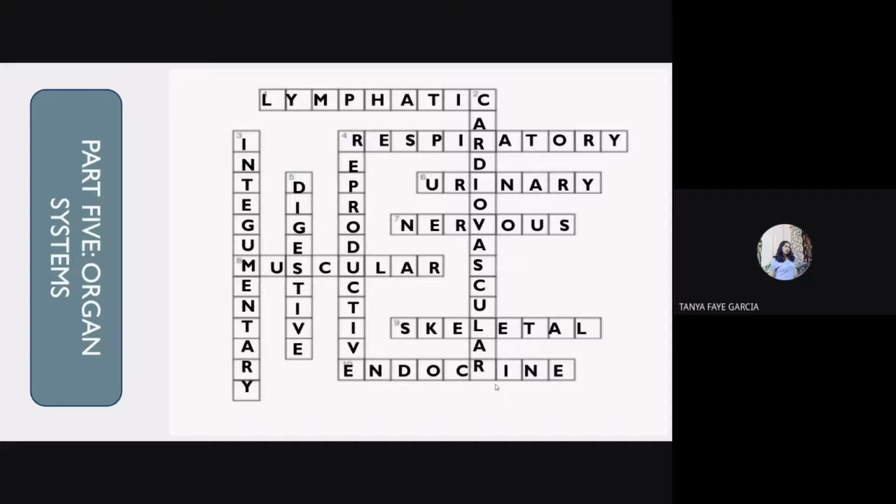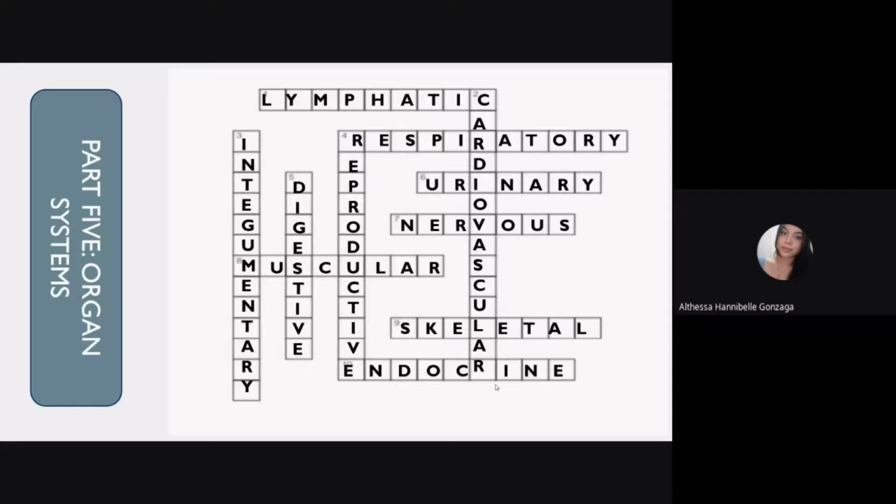And lastly, for number 10, our answer is endocrine. Endocrine is the system made up of all the different hormones. In this system, our thyroid gland is one of the organs found. Next is the down part of the crossword. Our answer for number 2 is cardiovascular.